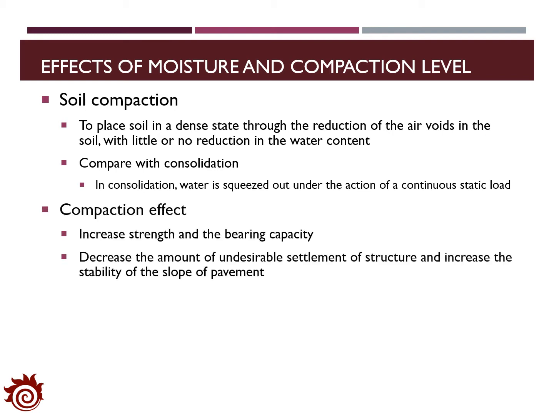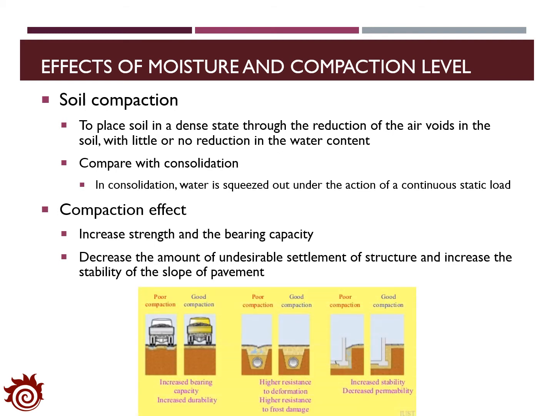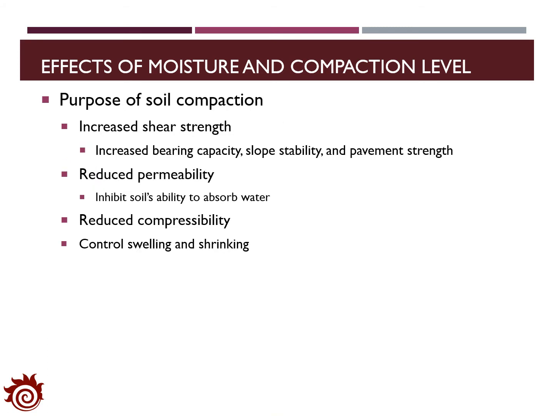The soil compaction will have several impacts to the soil properties. First, it will increase the strength and bearing capacity, and it's also able to decrease the amount of the undesirable settlement of the structure and increase the stability of the pavement slope. In general, the soil compaction process is applied to increase the shear strength of the subgrade soil. With that, we can gain higher bearing capacity, slope stability, and pavement strength. Also, it is applied to reduce the permeability of the soil so that we can reduce the soil's ability to absorb water. In addition, the compaction process can reduce compressibility and control the swelling and shrinking potential of the subgrade soil.